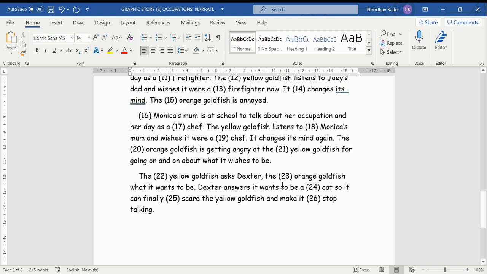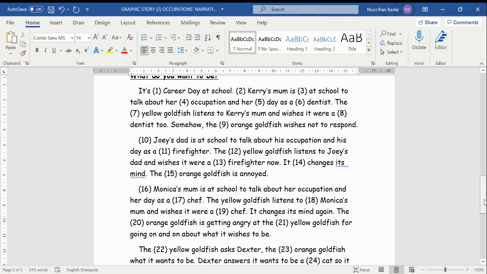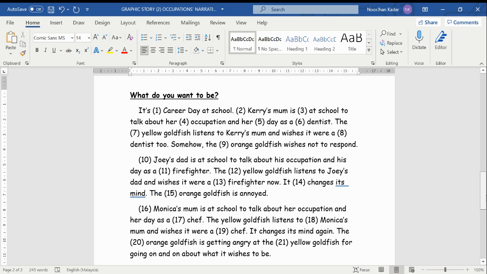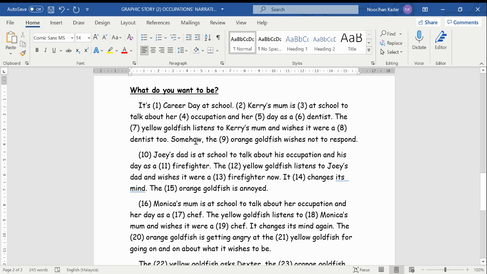Okay, the yellow goldfish asks Dexter, the orange goldfish, what it wants to be. Dexter answers it wants to be a cat, so it can finally scare the yellow goldfish and make it stop talking. So the fourth paragraph also concludes the story by describing the fourth frame of this graphic story. Okay, so let's underline first, then read again.